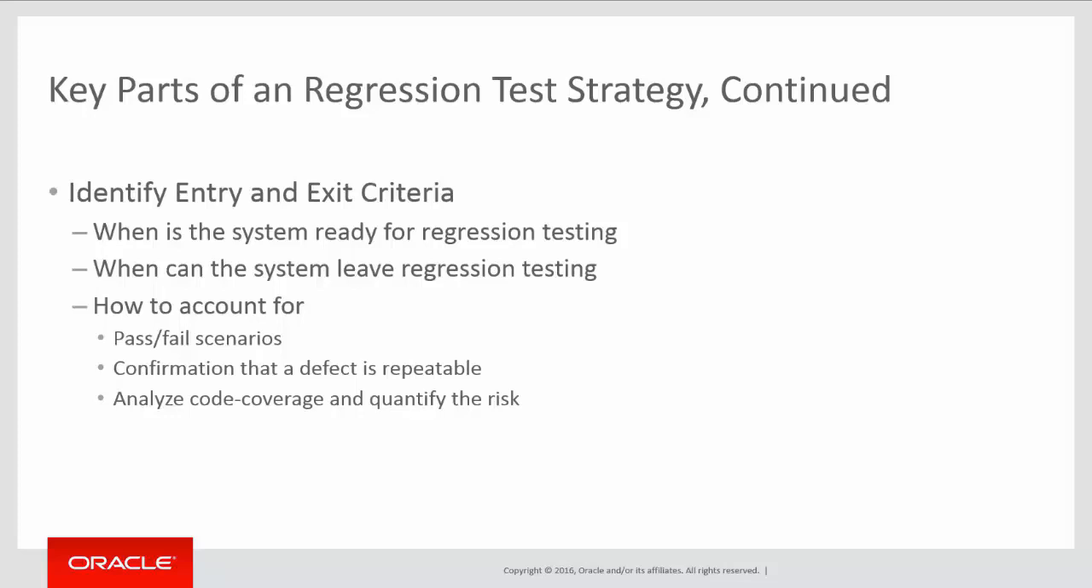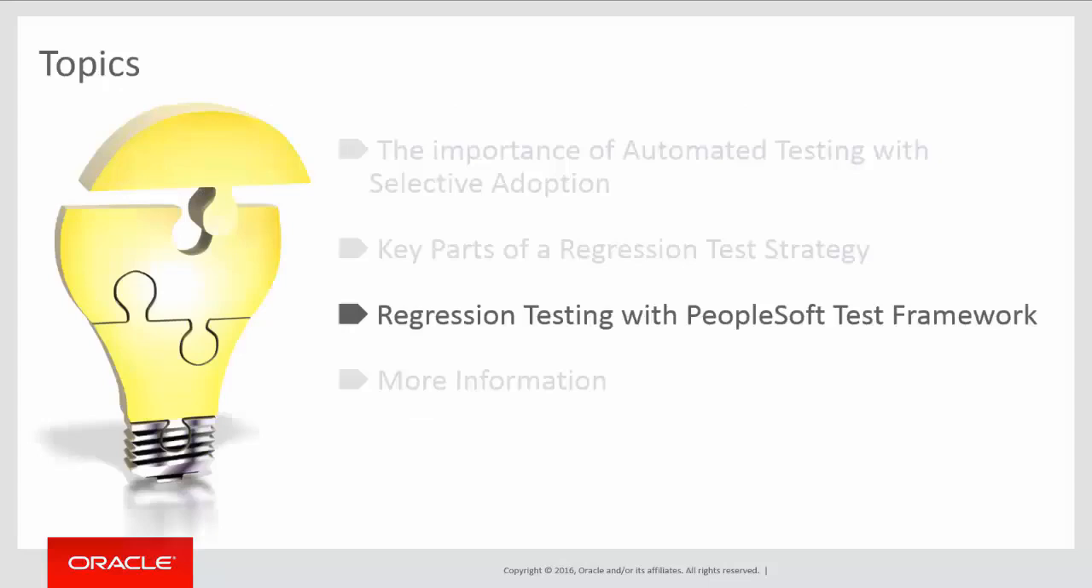Exit criteria, or moving the system out of regression tests, is a little bit more definitive. What constitutes a pass or fail should be established and followed. There should be defined processes to follow when defects are found, and it's important to be able to quantify the code coverage so that what has been tested through automation and what has not been tested by automation is known and understood.